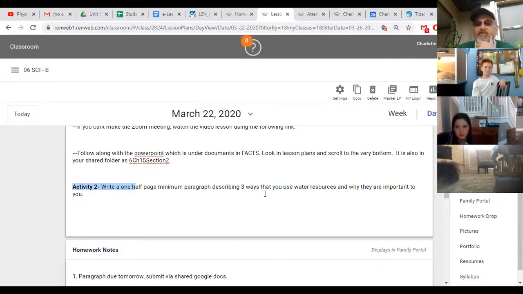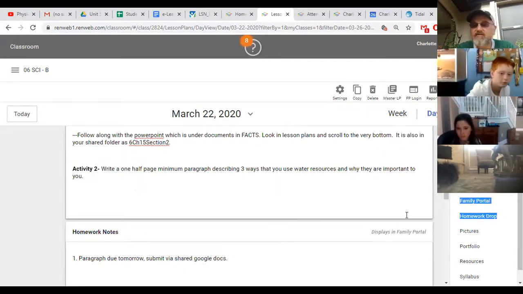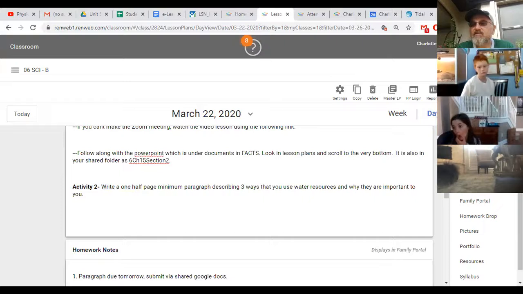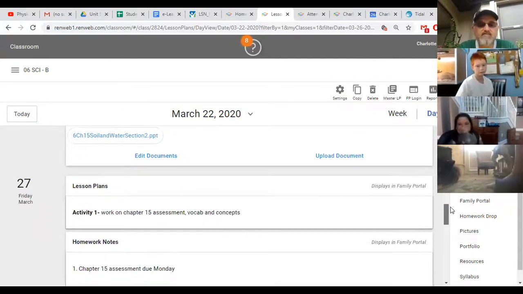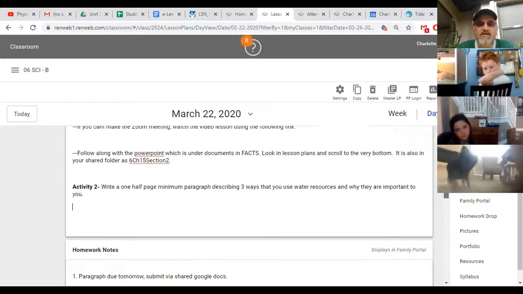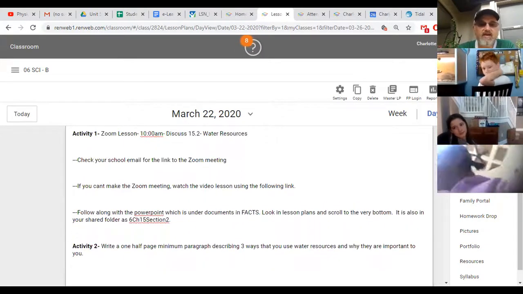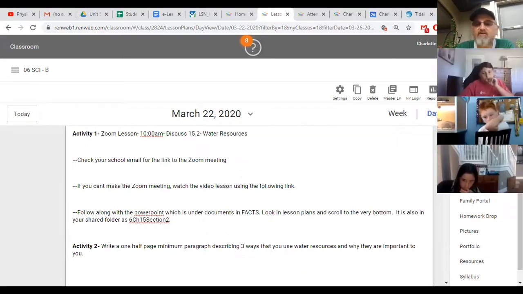So does anybody have any questions about this paragraph that you're doing? You could raise your hand. Yeah, ma'am. For the paragraph thing, you said it was 3 paragraphs. No, I just said write a half page minimum paragraph describing 3 ways that you use water resources. Like one of the things I've been doing is kayaking. That's a way that I've been using water resources because there's really nothing else to do, right? Anybody else have a question?